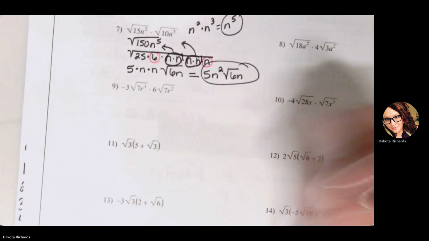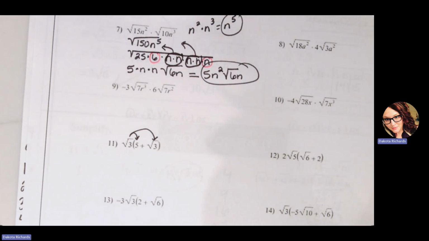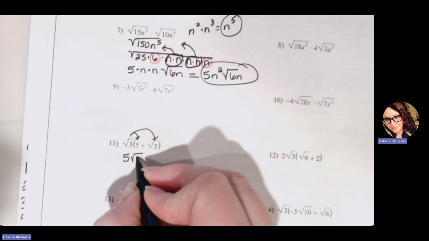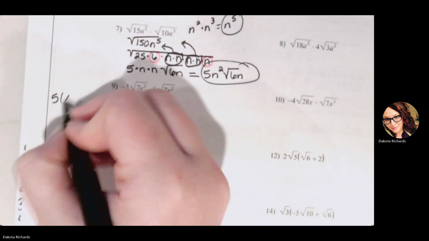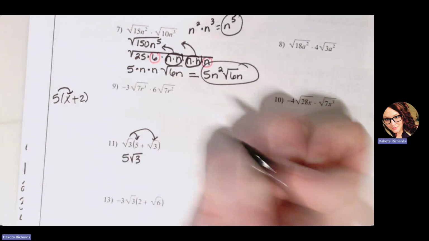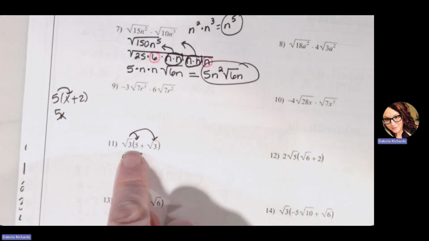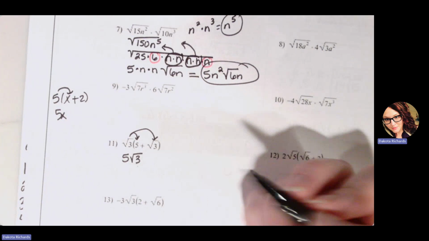Okay, let's do number 11. Okay, when you have this, you're going to have to distribute whatever's on the outside. So square root of 3 times 5. 5 doesn't have a radical, so we're just going to say that is going to be 5 square root 3. It's kind of like saying 5 times x is just 5x. You just combine them, right? We just combine these, and you want to put the radical last. So the 5 comes before the square root of 3.